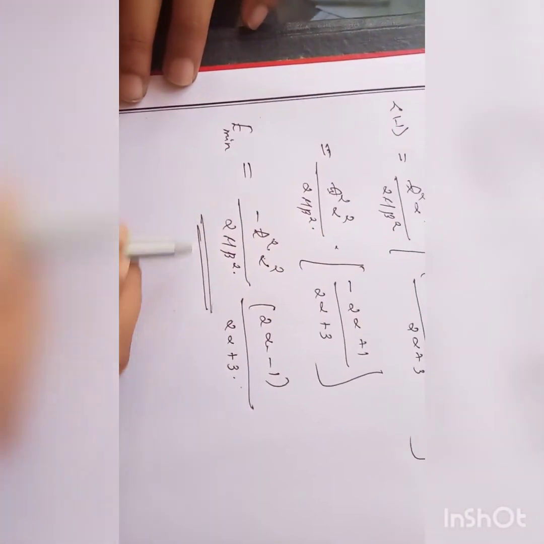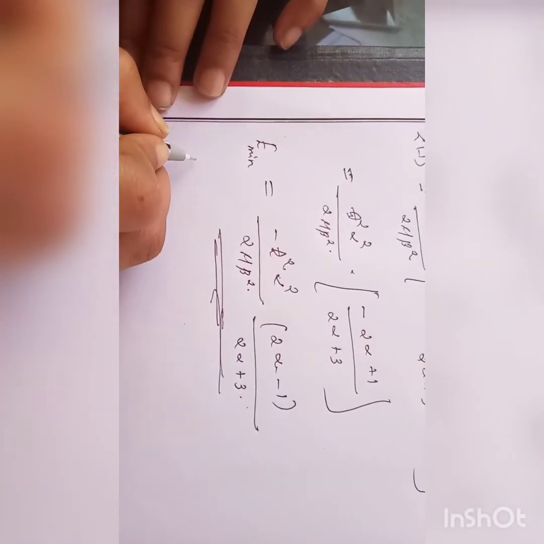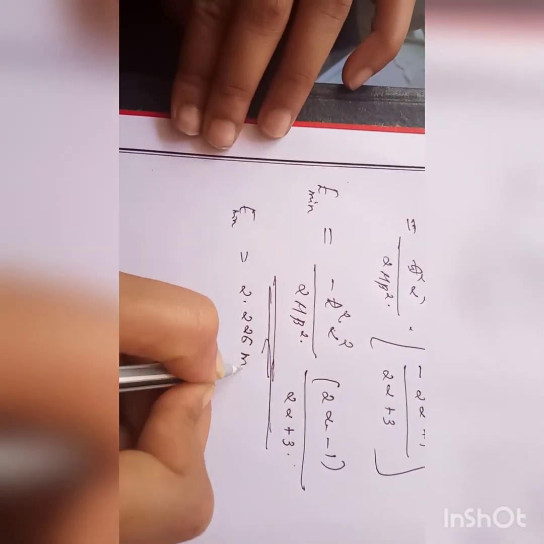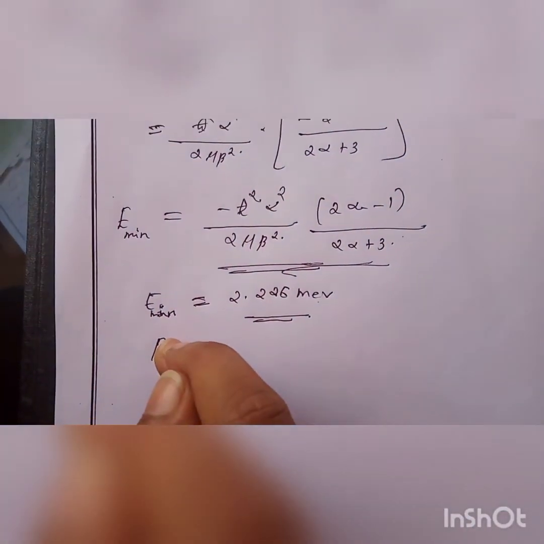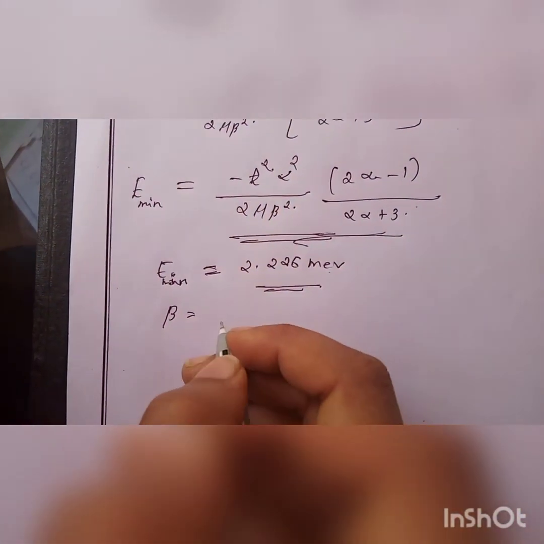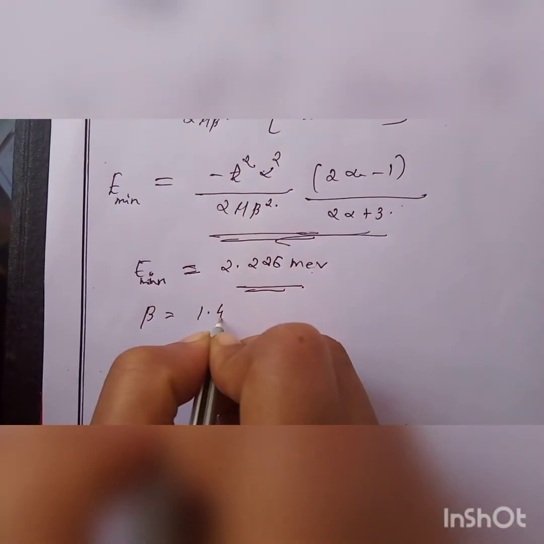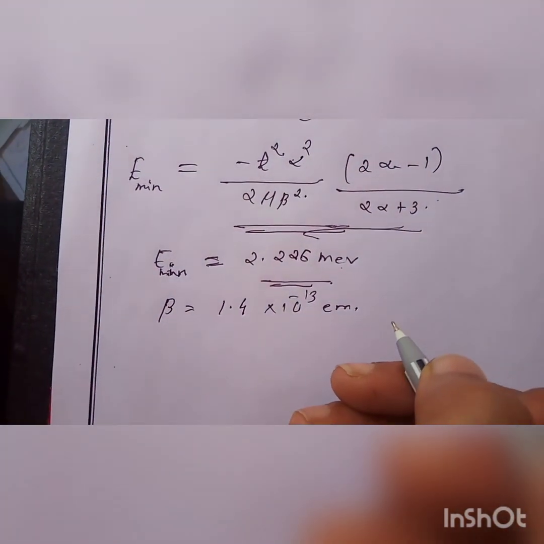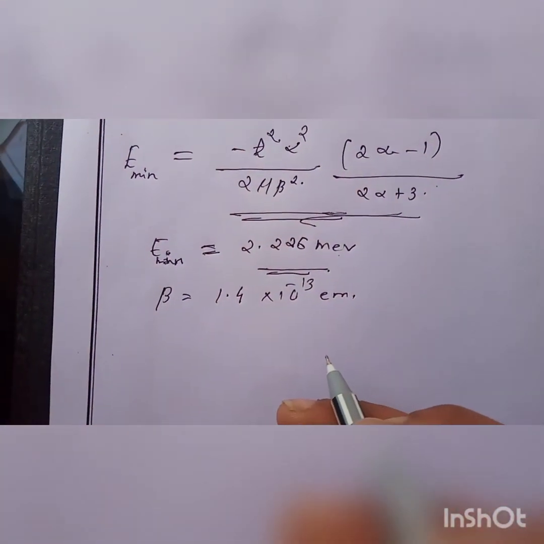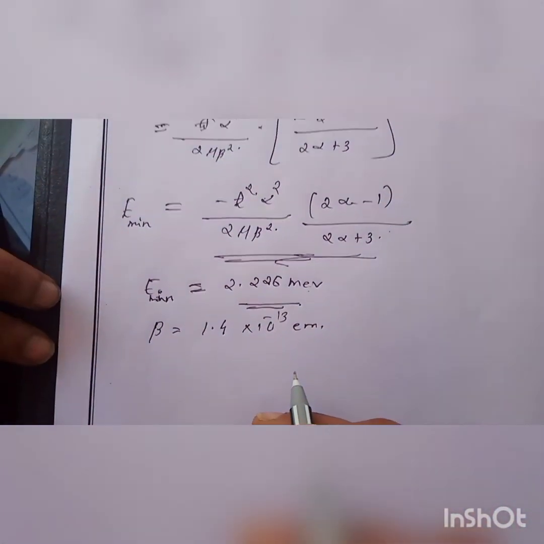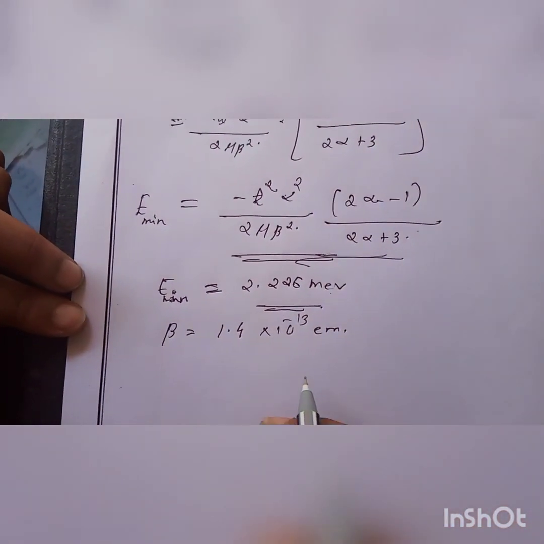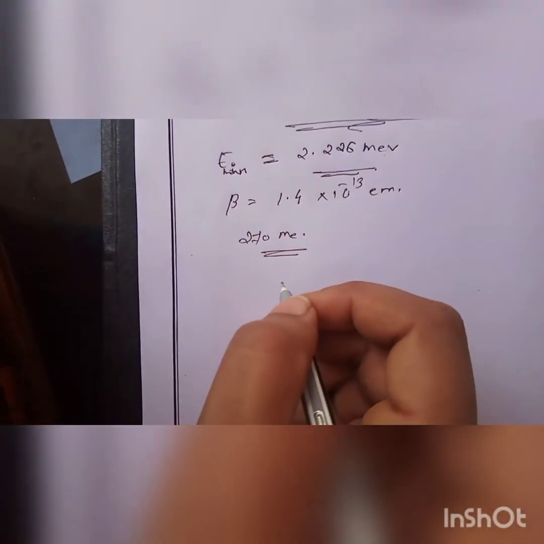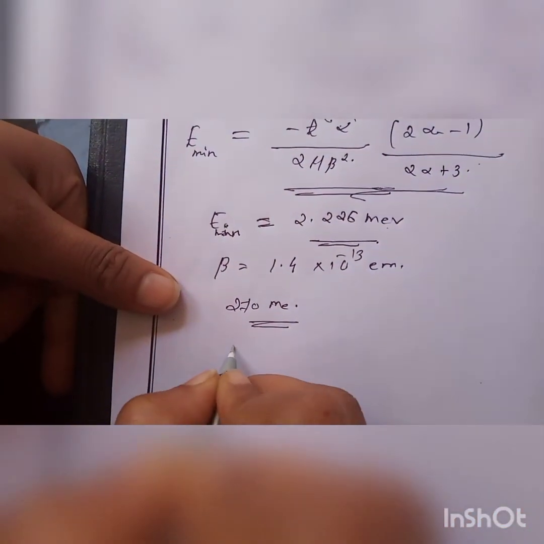Then the experimental binding energy, E minimum, is equal to 2.226 mega electron volt, and this experimental value is substituted in the minimum energy expression to obtain the relation between beta and V0. The relation between V0 and beta is called the range-depth relation. The relation is checked for b equal to 1.4 × 10^-13 centimeter, which corresponds to a meson of mass 270 m_e. Then the agreement is satisfactory. A meson is the particle which binds the proton and neutron in the nucleus, and this is called the meson theory.